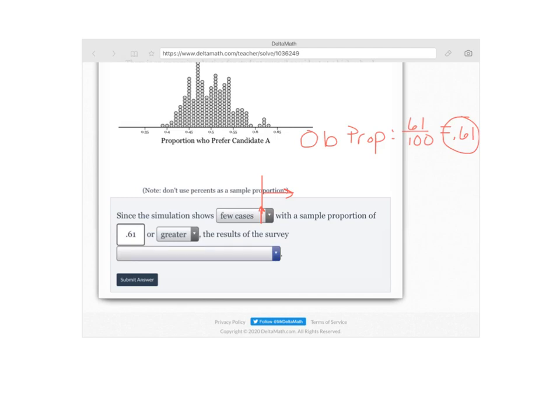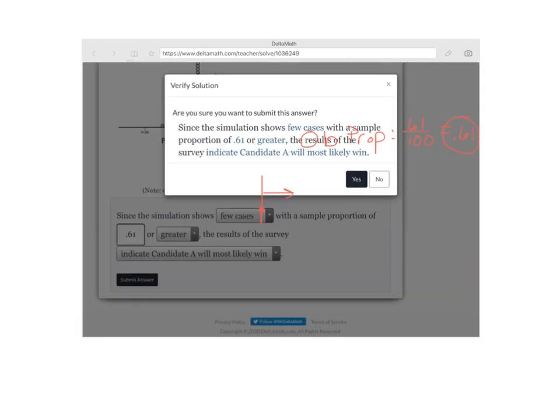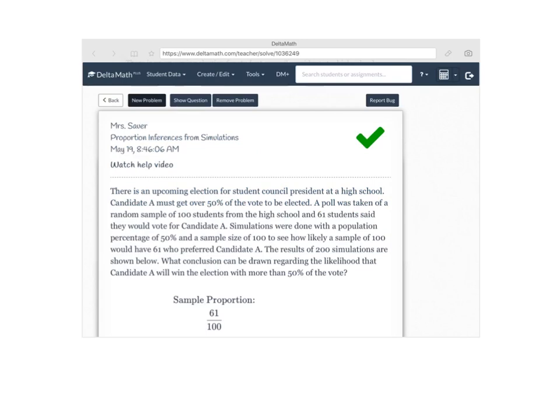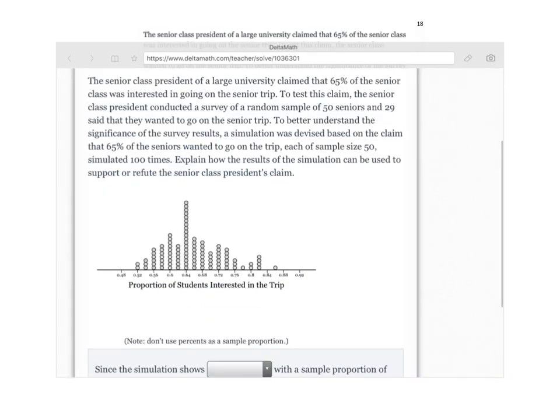We can never say candidate A will definitely win or definitely lose, okay, because it's all chance, right? This is probability, statistics. Since the number is greater, it looks like she's far enough above 50% based on the simulation that she will most likely win. So we would submit our answer. Yes, and that's correct. So we're going to look at one more example.